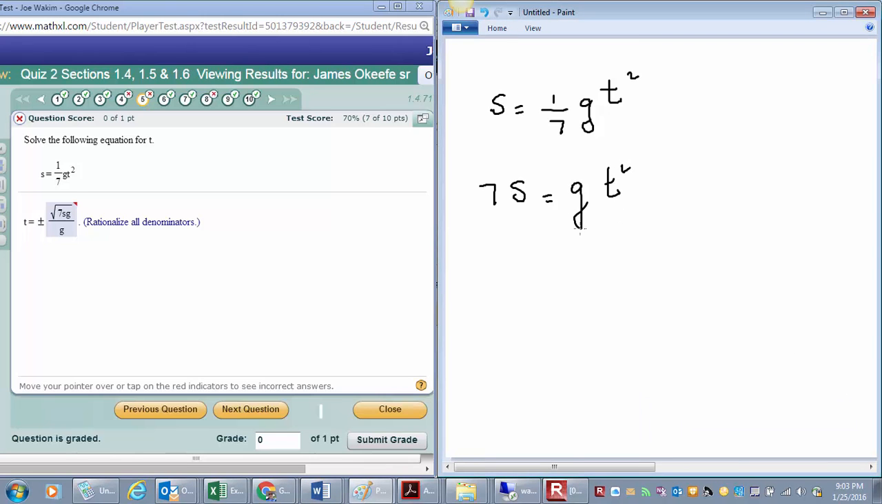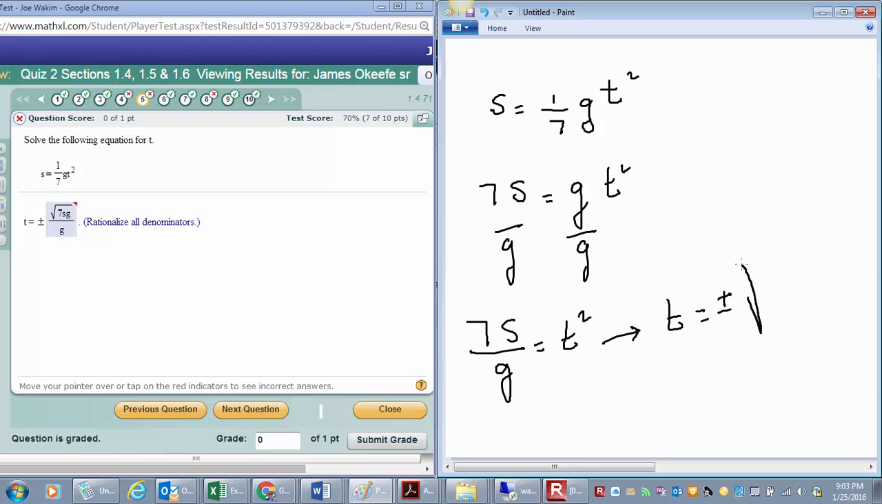Now we want t, let's divide both sides by g. So we have 7s over g equals t squared, and therefore t equals, we take the square root on both sides, but we have to do the square root property, which is always plus or minus, square root of 7s over g. So that would be the final answer.